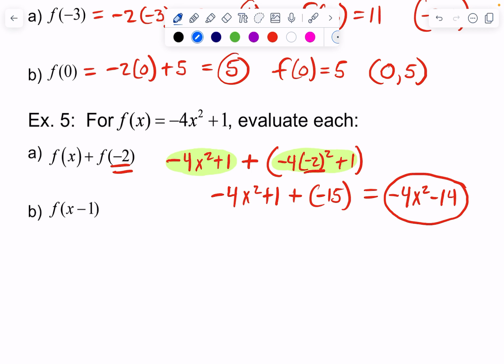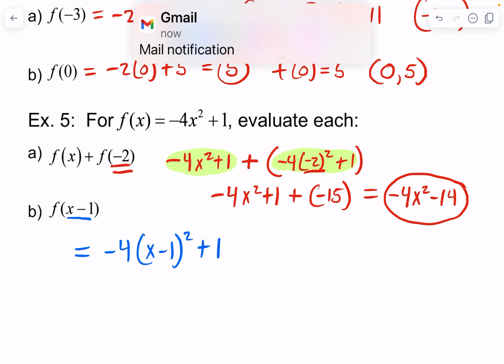And last but not least, if I want to evaluate f of x minus 1, what did I replace the x with? Well, I replaced the x with x minus 1. So I'm going to literally replace the x in the function with x minus 1. And then I'm going to calculate.